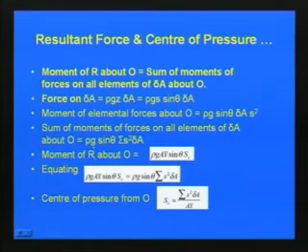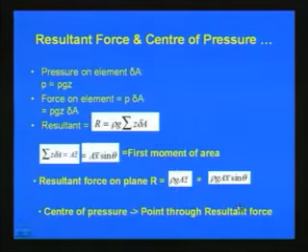Now we equate this moment of R about O to the sum of moments of forces on all elements of delta A about O. So we equate rho g into A x bar sin theta into sc, which is equal to rho g sin theta into sigma s square delta A. Finally we get the center of pressure from O: sc is equal to sigma s square delta A by A x bar.